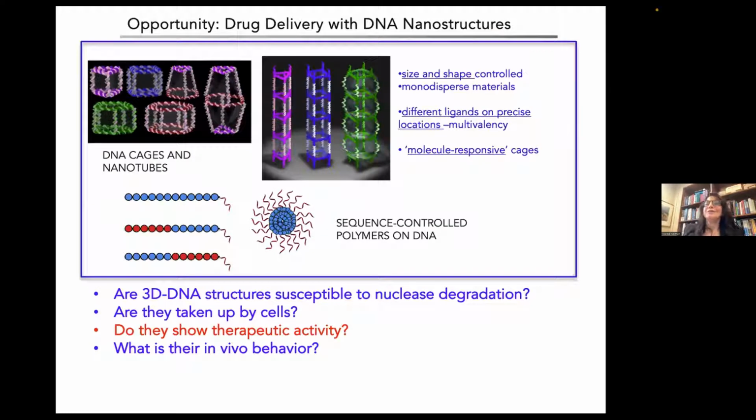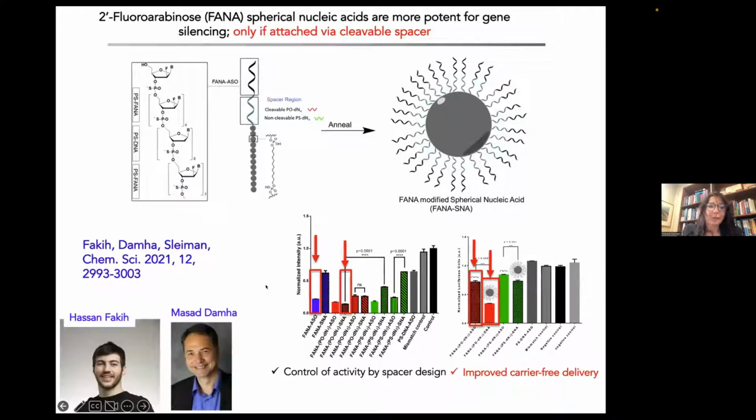But of course, if they go into cells, that does not necessarily mean that they're actually going to be active, because as they're going into cells, they will most likely be going through endosomal uptake, and they need to be freed out of endosomes in order for them to act in the cytosol and do, let's say, gene silencing. So the next step that we wanted to determine is, do our structures show therapeutic activity? And for this, we teamed up with a colleague of mine at McGill University, Masad Dama.